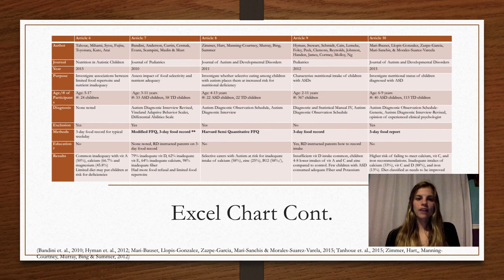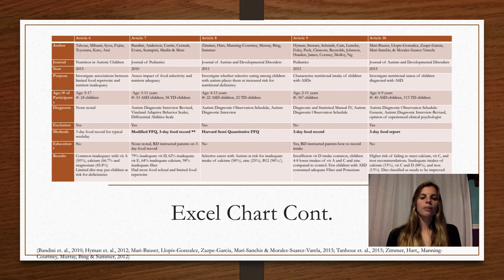Here are my next 5 articles. Again, I extracted the author, journal name, year of publication, the purpose of the article, the age and number of participants, how they were diagnosed, if there were exclusion criteria for participants, the methods they took to find their data, if education was provided, and finally, the results of each article.